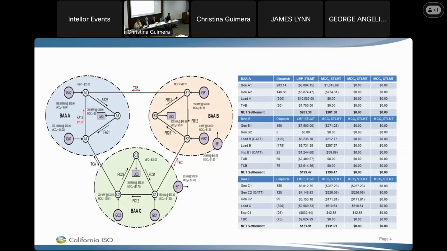The transfers settled at the marginal energy cost of $48.19. So it's an import, so there's a payment on the transfer accounting of $2,409.57 coming from A to B. And then from C to B, it's $3,614.36. Now, I'm going to do the summary, in essence, of the congestion revenue. If we go to the next slide.